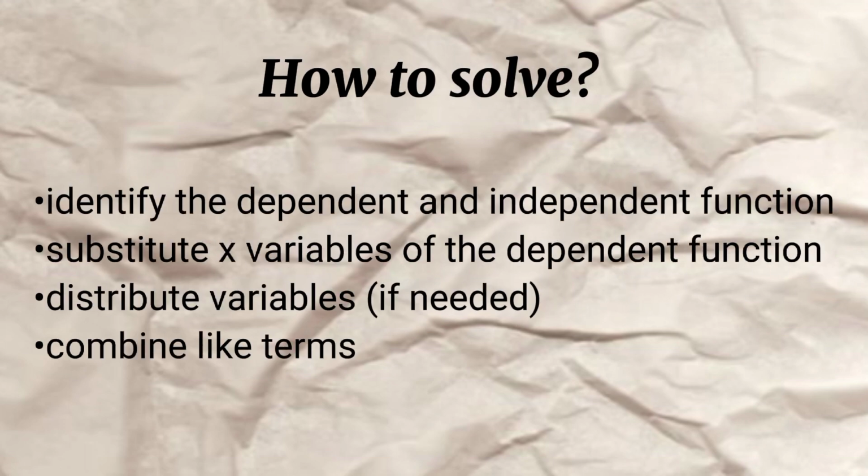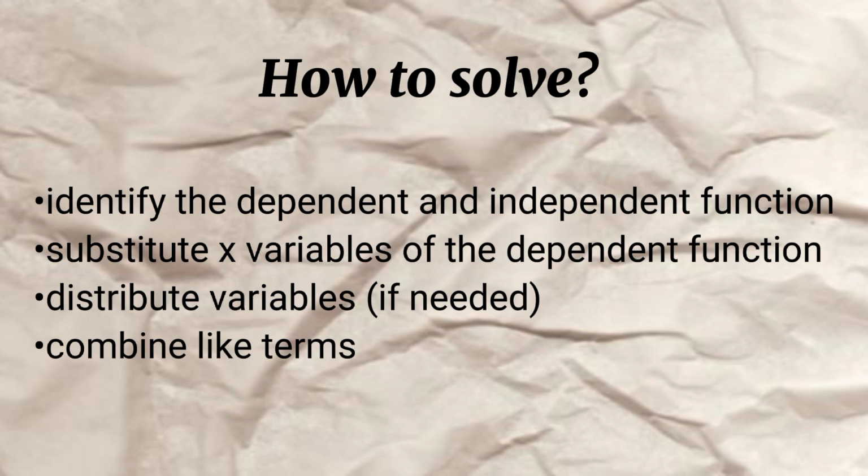Let us now enumerate how to solve the composition of functions. So the first step is to identify the dependent and independent functions. As I have previously discussed, we will apply that. You can observe the equation is in parentheses, which translates to the substitution of the independent function. It should always be enclosed in parentheses. Why, you might ask? For it is a needed operation in the form of distribution.